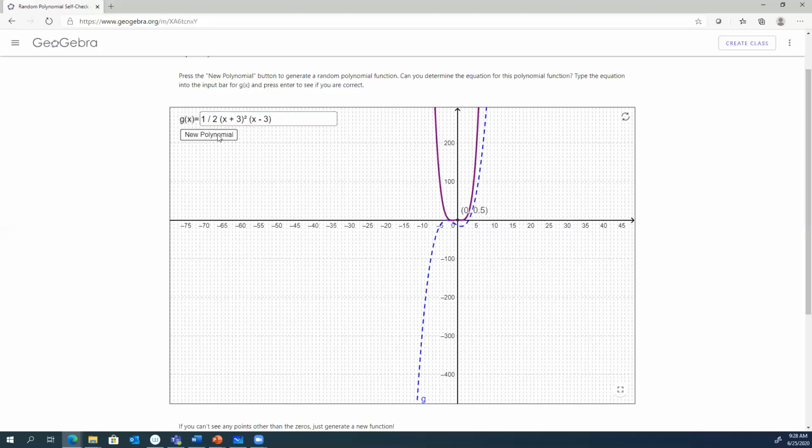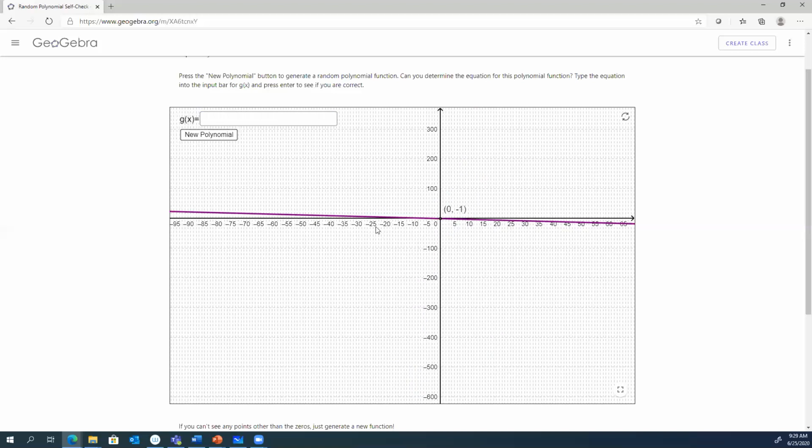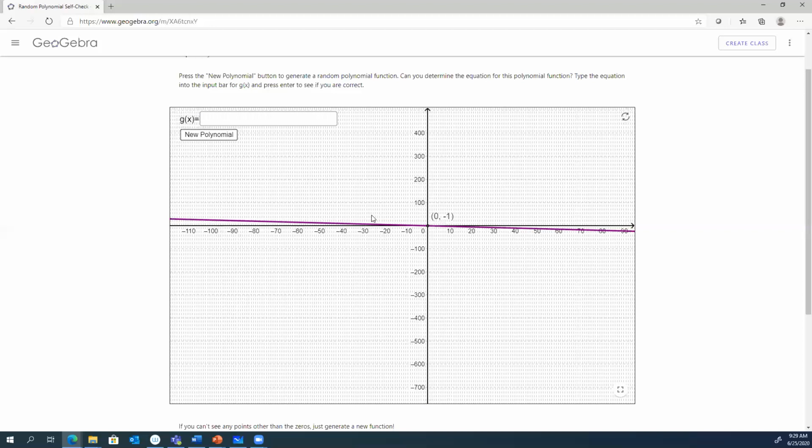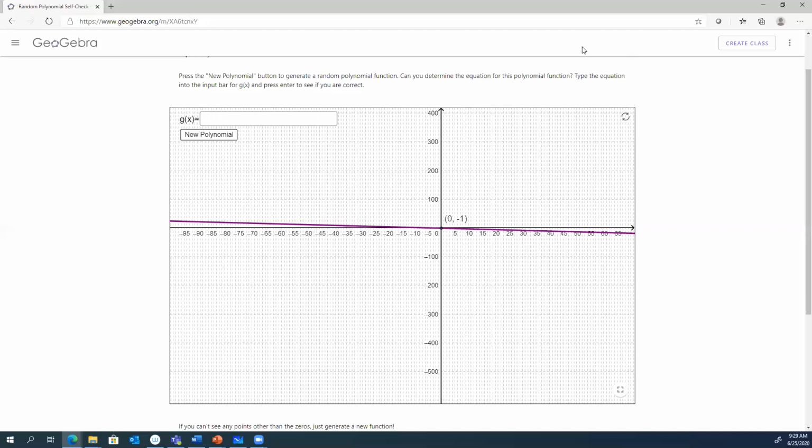So do as many as you want. Sometimes you'll get ones that are just really difficult, and then you can say, I'm not going to do that, I'll just do a different one. If you need to zoom in and zoom out, go ahead. And sometimes they look like this, and you don't know if there's another x-intercept way out there, so feel free to check. So have fun with these. I think they're really quite exciting.